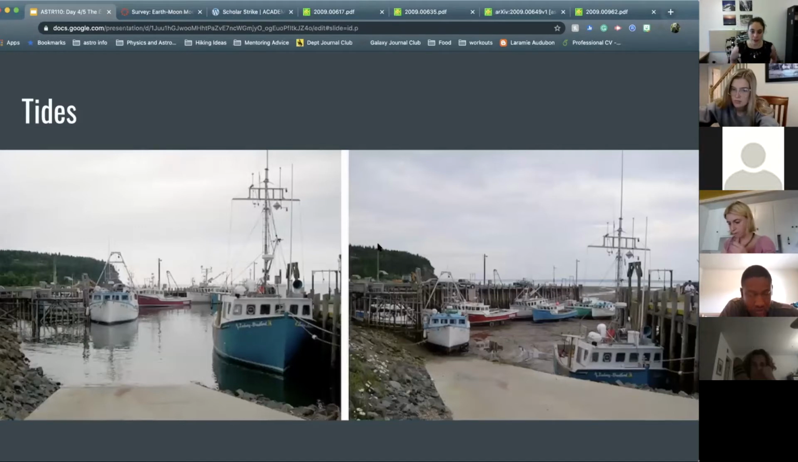The other thing that the moon rotating around the Earth causes, besides the phases, is the tides. We get tides on Earth because of the gravitational pull of the moon. This is the Bay of Fundy in Canada, between Maine and Canada, I think. It experiences some pretty extreme tides, more than other places on Earth. So you really have to pay attention to where the moon is if you want to take your boat out and not get stuck.